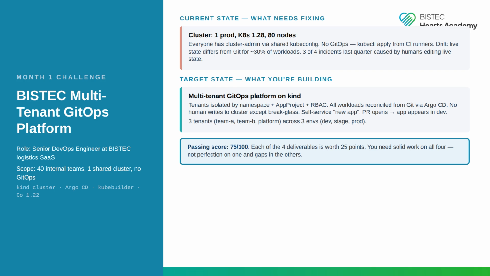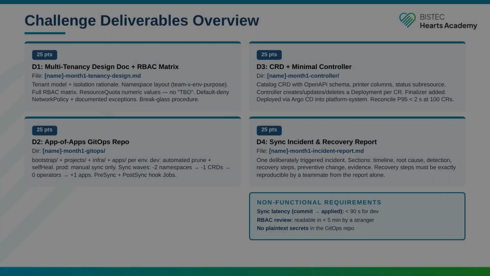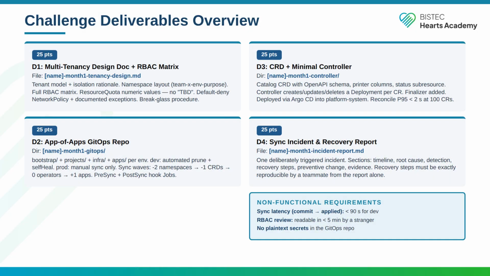The scope for the challenge: 3 tenants, Team A, Team B, and Platform, across 3 environments, Dev, Stage, and Production, on a local kind cluster. The design must be transferable to a real production cluster without modification. 4 deliverables, 25 points each, totaling 100 points.